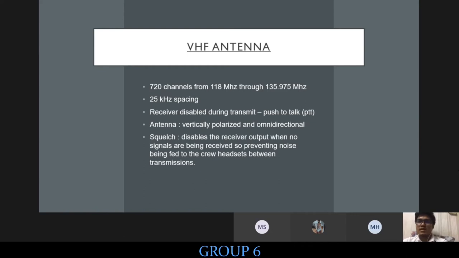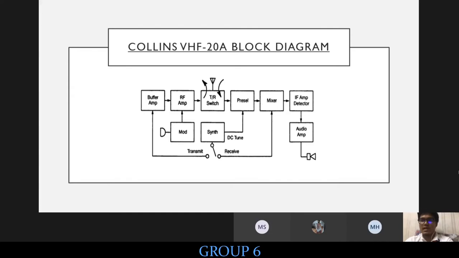Next, the Collins VHF 20-28 block diagram. You see the buffer amplifier, RF amplifier, mode, scene, TR switch, preset mix to the mixer, IF amplifier, detector, audio amplifier, and the voice goes by.